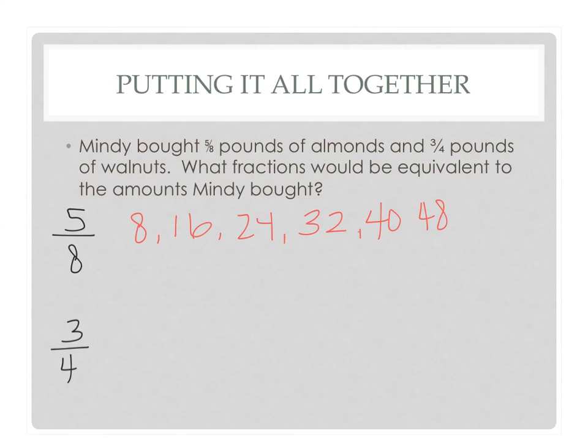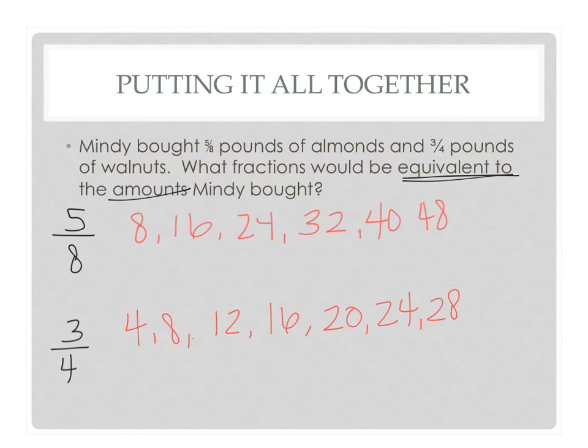I'll stop there and see if it gives me enough. Then I'm going to look at my second denominator, which is 4. List multiples. 4, 8, 12, 16, 20, 24, 28. Now my problem asked me to find equivalent amounts. Well, let's look for the multiples that are in common. I have an 8 here and an 8 here. I have a 16 and a 16. So I can list some equivalent fractions.